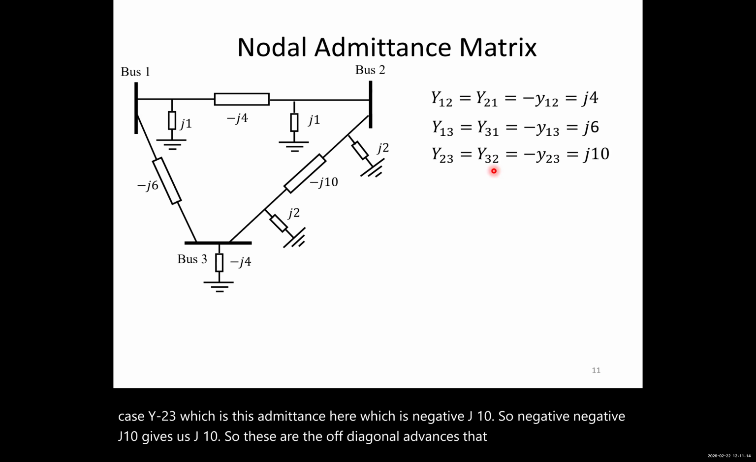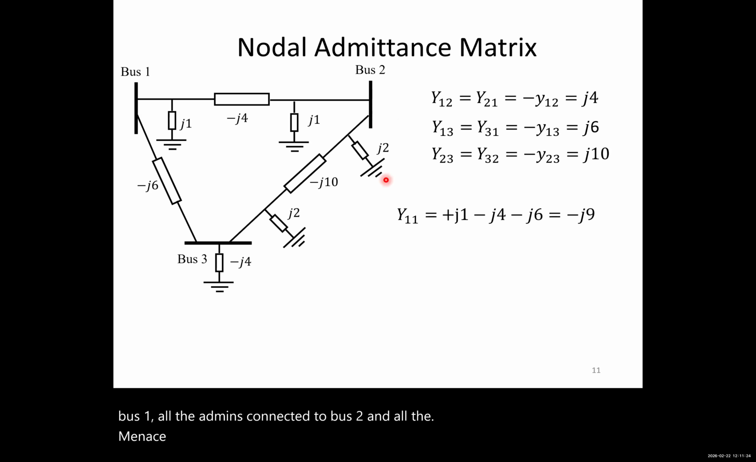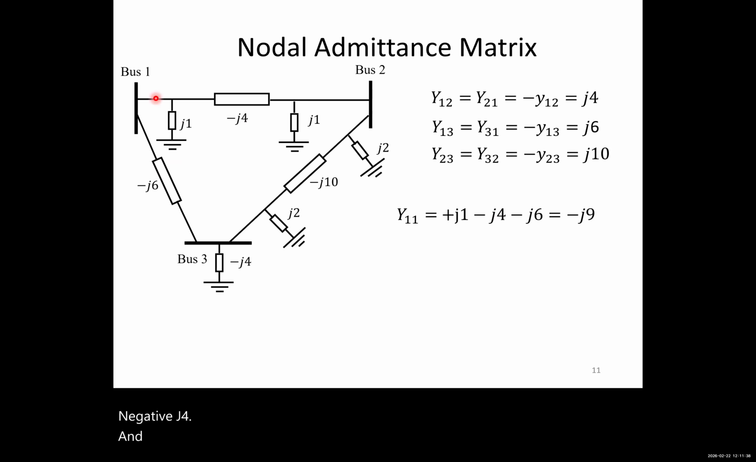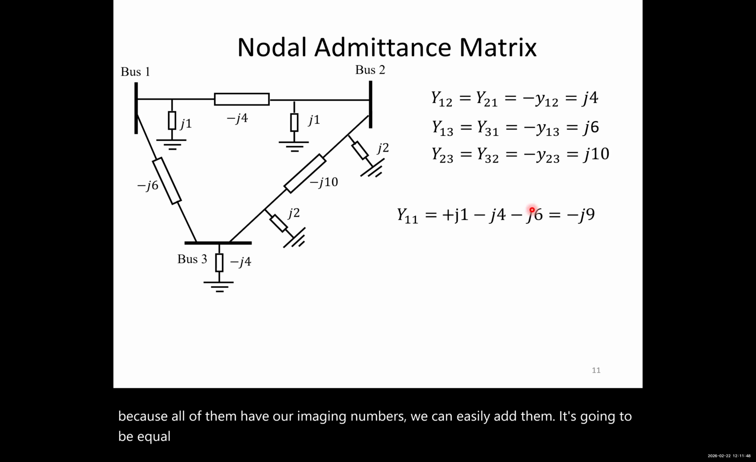Now let's go to the diagonal ones, meaning all the admittances connected to bus 1, all the admittances connected to bus 2, and all the admittances connected to bus 3. For bus 1, we have Y11, which is going to be j1, the shunt, negative j4, and negative j6. Adding these three, because all of them are imaginary numbers, we can easily add them. It's 1 minus 4 minus 6, which gives us negative j9.